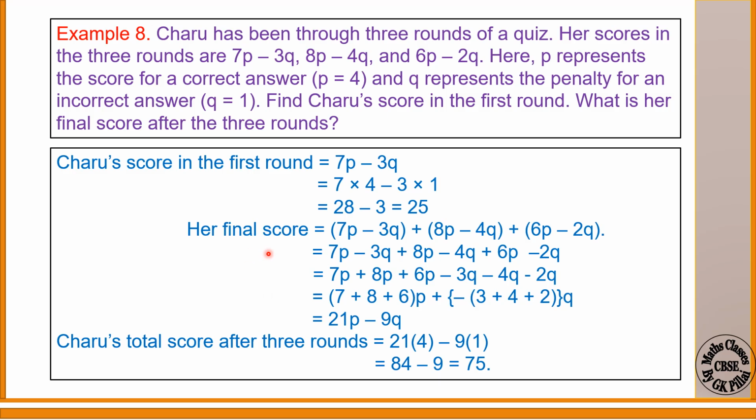Her final score will be, we have to add all the 3, then remove the brackets, combine the like terms, and you get 21p minus 9q. Now the actual score will be, in the place of p and q, substitute 4 and 1 and simplify, you will get 75. That will be the final score of Charu.